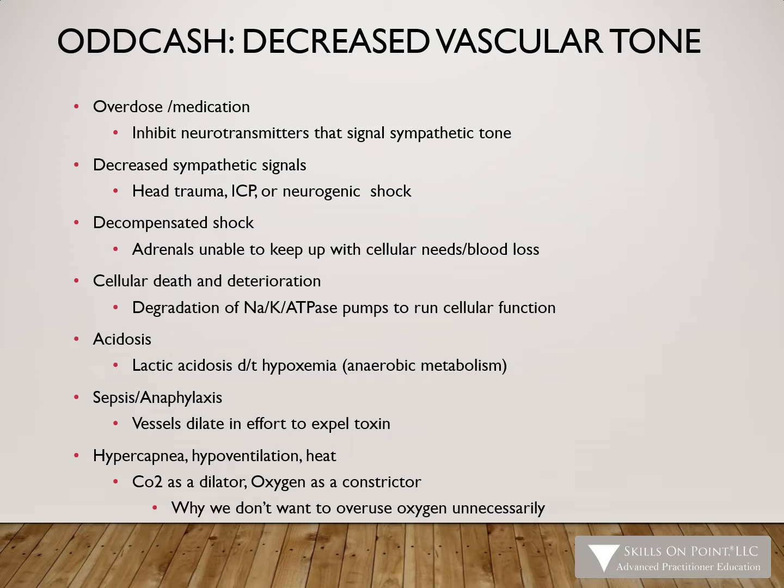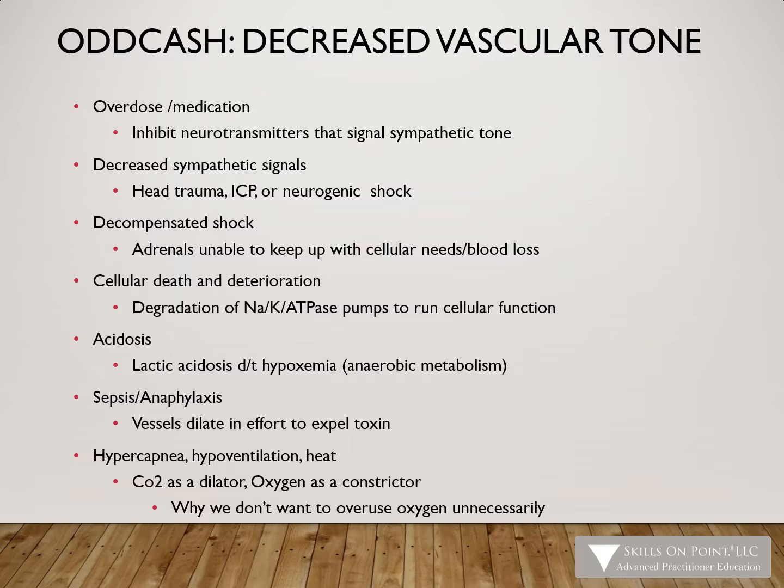Oxygen actually is a constrictor, so when you give patients oxygen, you have to be careful. In fact, in pediatrics, oxygen can cause problems with the optic nerve because it's such a fragile nerve in the head. You have to be very cautious in how you give oxygen. You can't just blast it ahead.